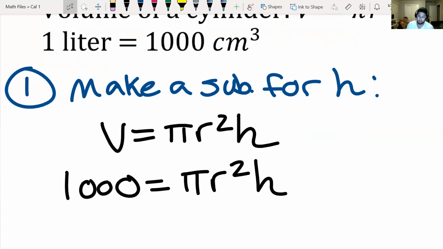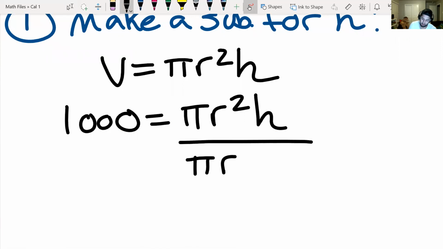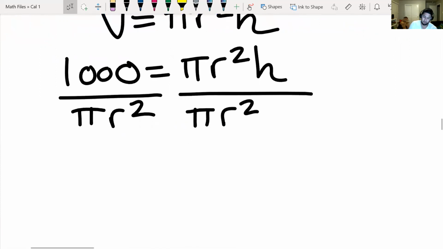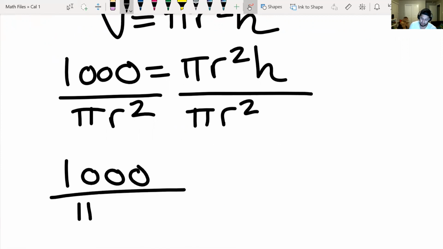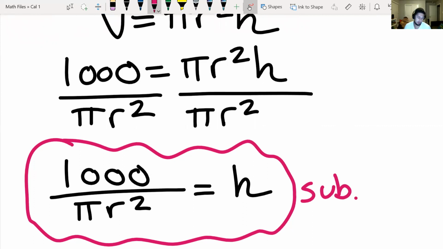So now, all we have to do is solve for h, which means divide by pi r squared, which means that h is equal to 1,000 over pi r squared. And again, this is our sub. All right.